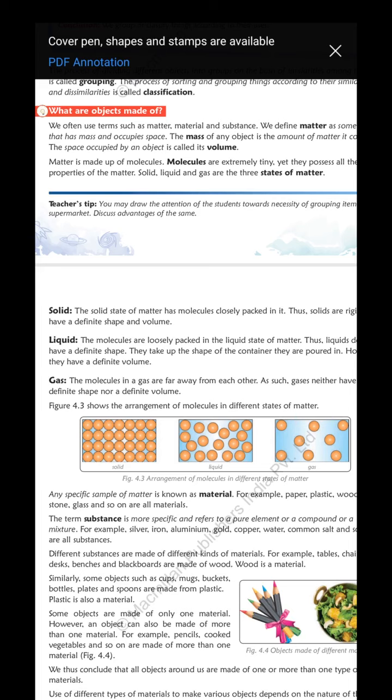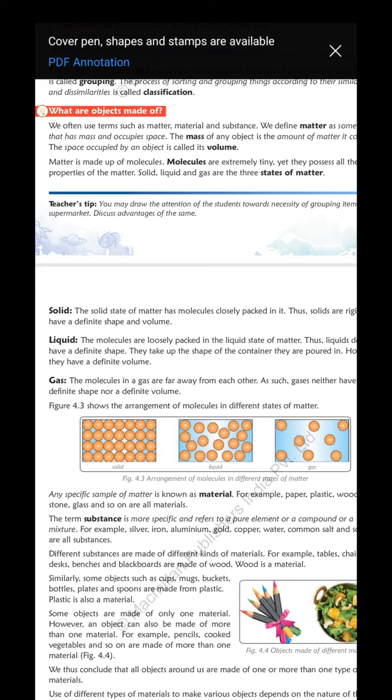And matter, how can we measure it? By mass. The measuring unit of matter is mass. So we can measure the amount of matter by mass only. And volume means the space occupied by an object, any object. The space occupied by any object is called volume.